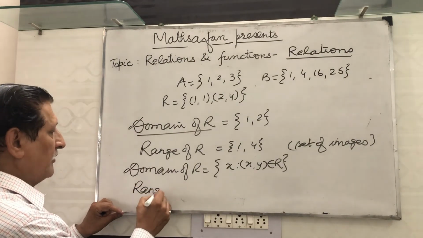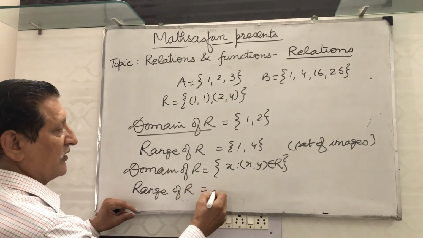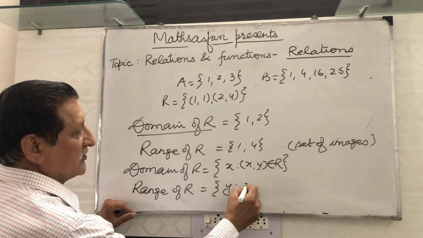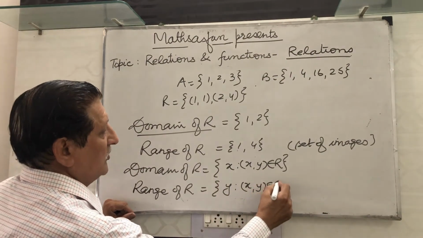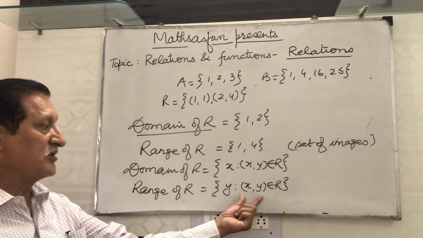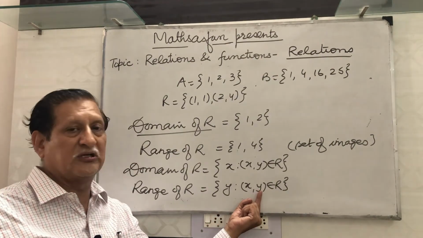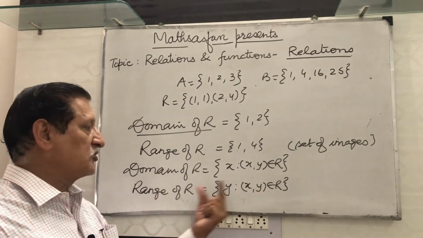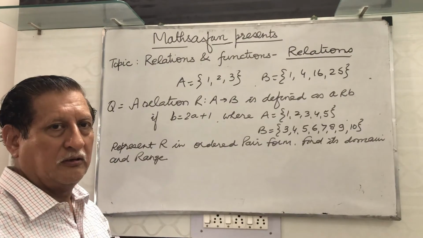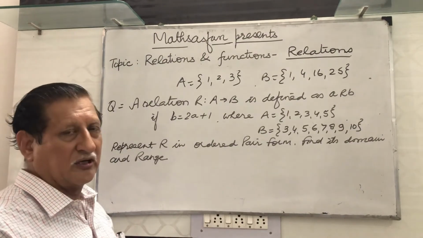Let's go to the range. Same way, range of R can be defined as {y such that (x, y) belongs to R}. It means the ordered pairs which are in R, their second components are forming the range of R. Let's take a question on relation now.